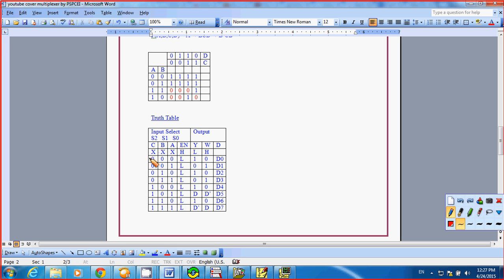Well, the first step you need to write down for C. Since you have 3 inputs, you have 2 to the third combination, so that gives you 8. So that's why I have C start from 0, 0, 0, 0, 4 zeros and then 4 ones. For B I have 0, 0, 1, 1, 0, 0, 1, 1, and for A I have 0, 1, 0, 1, 0, 1, 0, 1. Okay, so you already understand this part of the truth table.